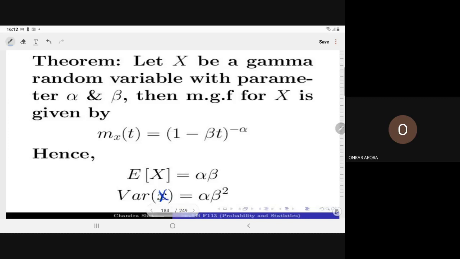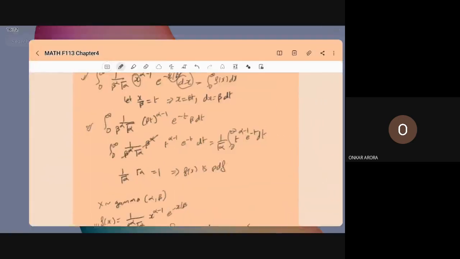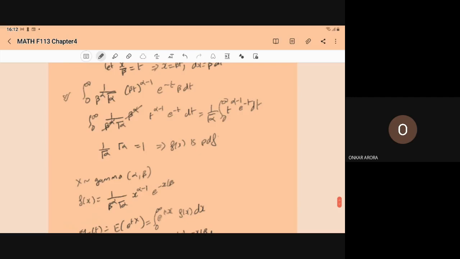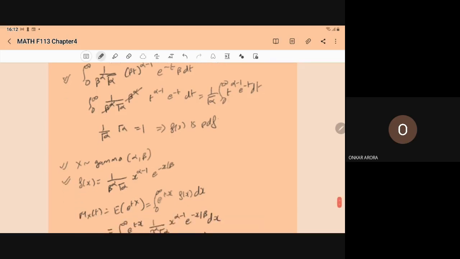V of x is equal to alpha beta square. So you know what the MGF, M_X(t), is. It is one kind of expectation. It is given that x follows a gamma distribution with parameters alpha and beta. So its PDF f(x) is equal to 1 upon beta to power alpha, gamma of alpha, x to power alpha minus 1, e to power minus x upon beta. And here we have x greater than 0, alpha greater than 0, and beta greater than 0.